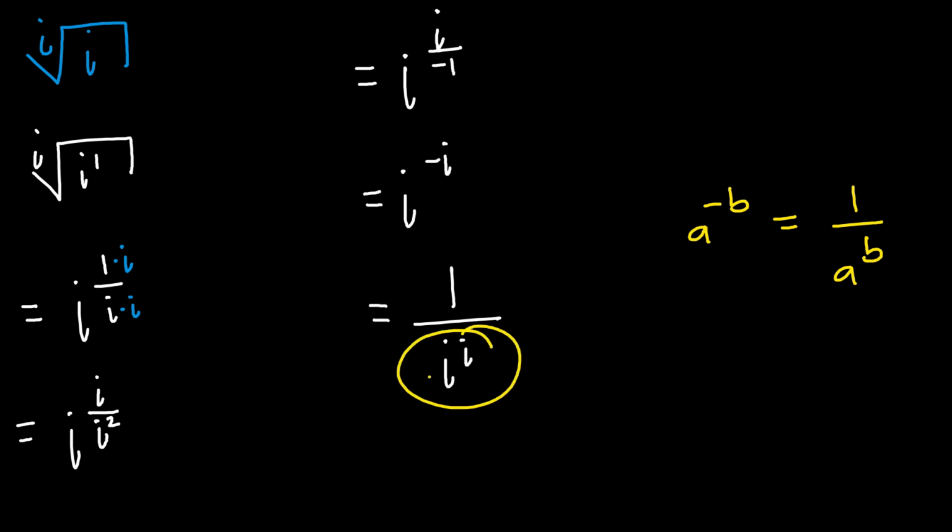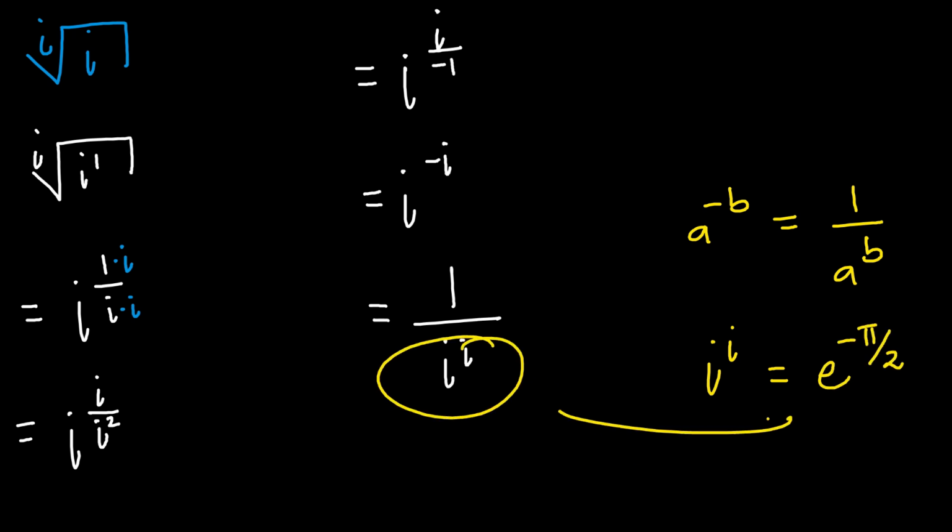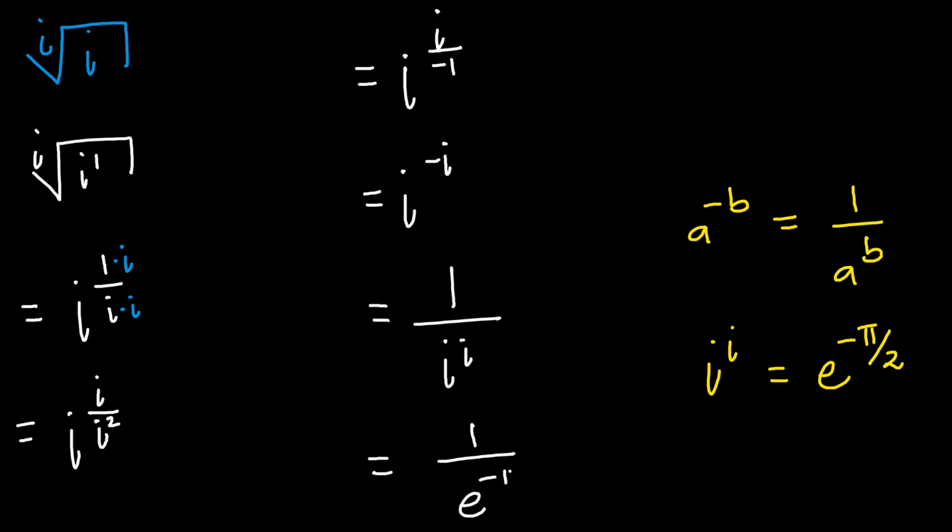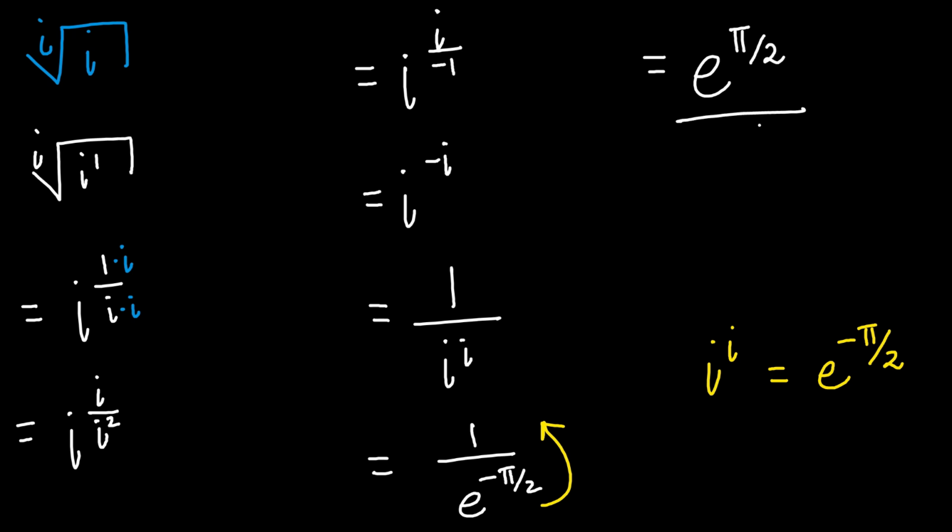Now i to the power of i has many values, and we cannot use all of them in this video, so we shall use only one of them. One of the values of i to the power of i is e to the power of negative pi divided by 2. So we shall replace this with that. This will give us 1 divided by e to the power of negative pi divided by 2. And from the rules of exponents, we can take this to the top and the negative exponent will become positive. So our final answer will be e to the power of positive pi divided by 2.